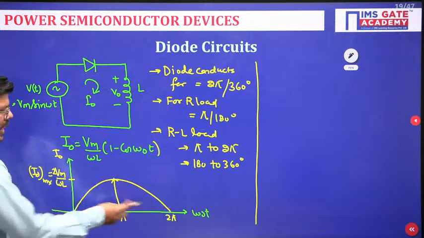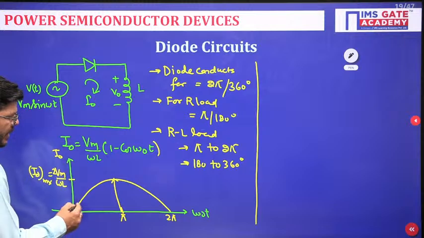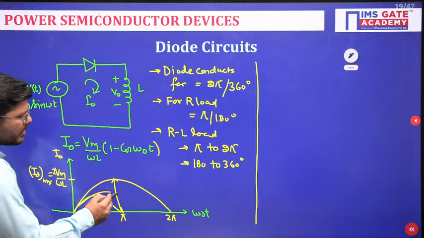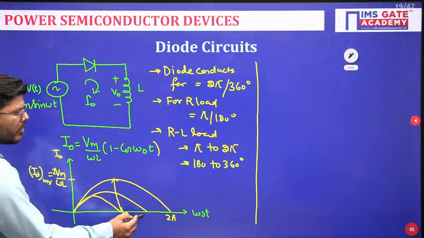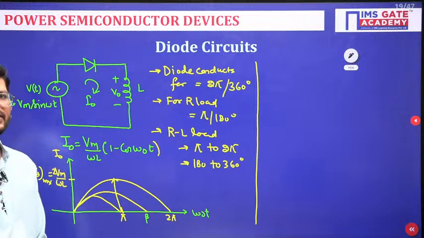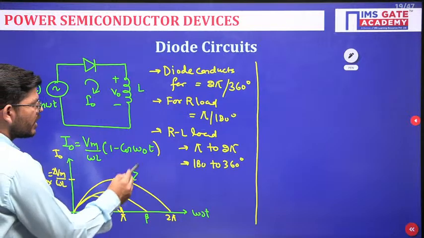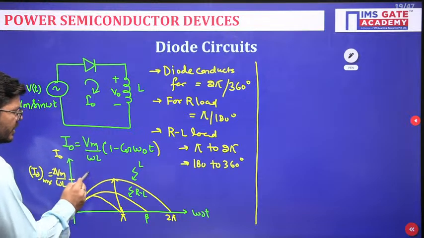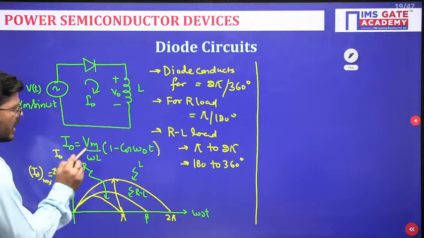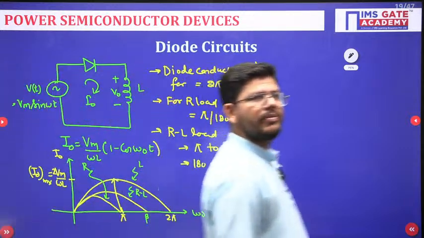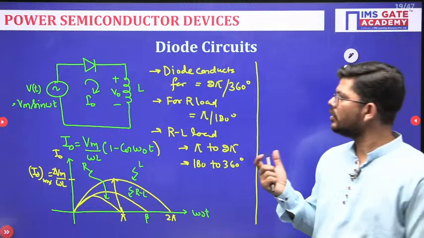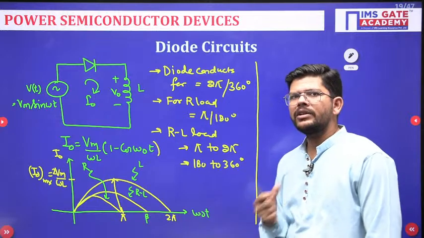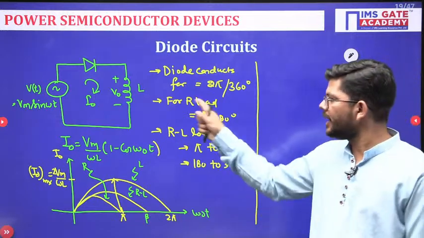If we have an L load, this is how the characteristic will be. If we have an R load, this is how the characteristic will be. If we have an RL load, the current will end somewhere here and you will call this angle beta, the extinction angle. So this is for L load, this is for RL load, and this curve is for R load. Fine. So if we have an AC circuit exciting a pure inductive load, R load or RL load, everything is summarized here. The conduction duration of the diode you can find from this.